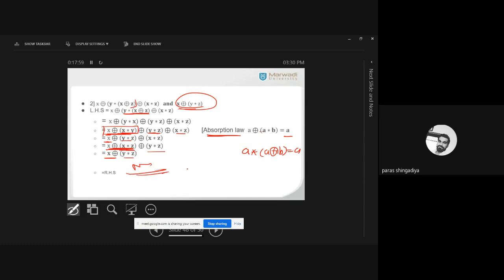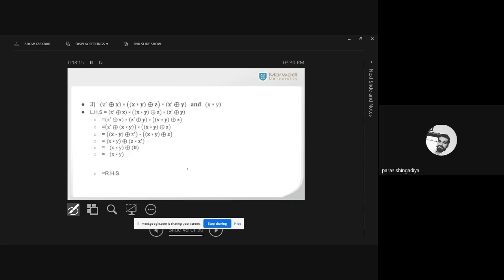Okay. Is it clear? Do all of you have any doubt in the proof? Okay. And now the last example of our syllabus. That is z dash ring sum x star y ring sum z star z dash ring sum y. That is the expression given, and prove that it is equal to x star y. Okay. So first write it here.